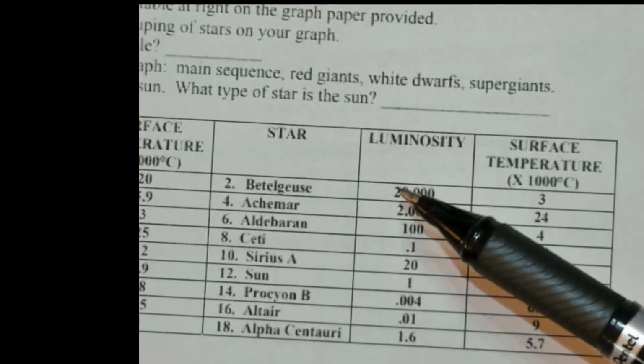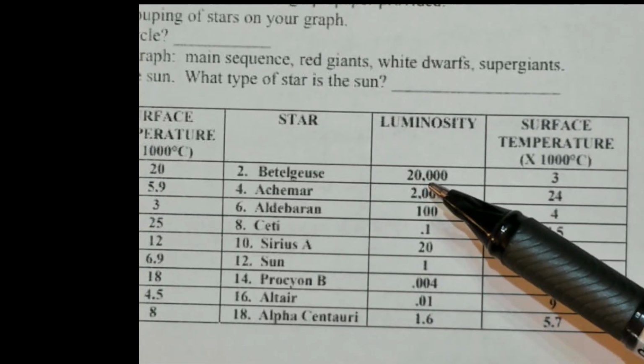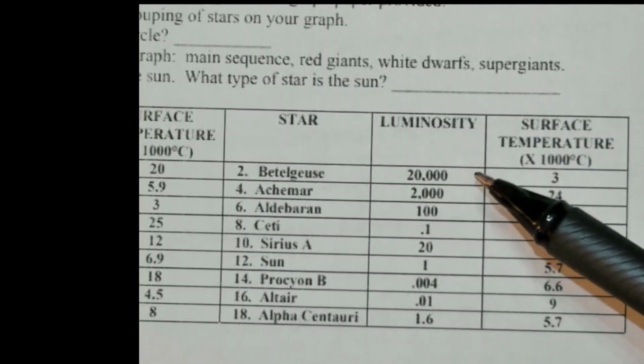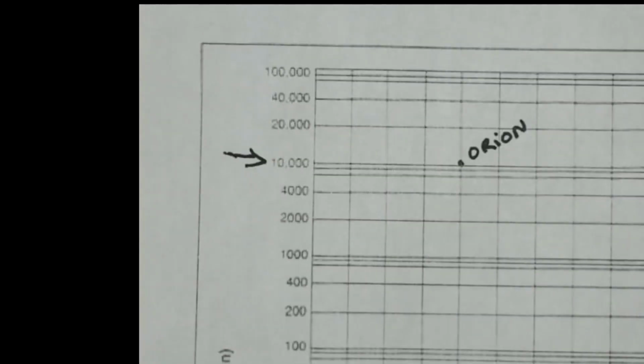Let's do number 2. Number 2 is the star Betelgeuse. Betelgeuse is 20,000 for luminosity and has a surface temperature of 3. Really, it's 3,000 Celsius, but 3 on the chart. So we're going to find 20,000 and 3. So 20,000 is right here.